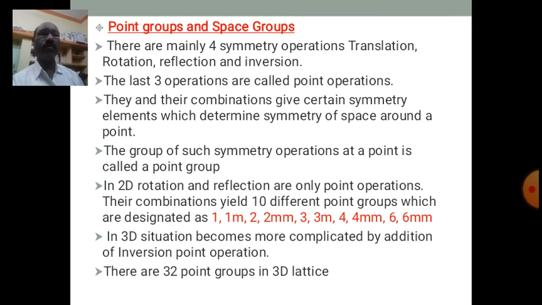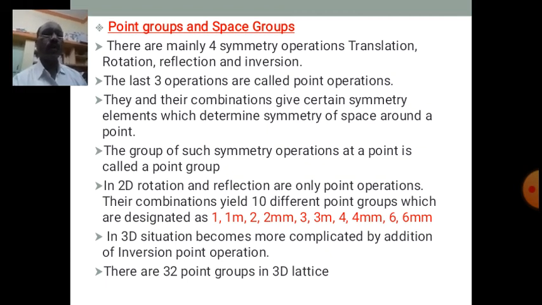1 means one-fold rotation. The lattice repeats itself after rotation through 360 degrees. 1m means one-fold rotation with reflection. So, there exists a line or plane which can divide the lattice into two identical halves which are mirror images of each other. That is the meaning of the first m.